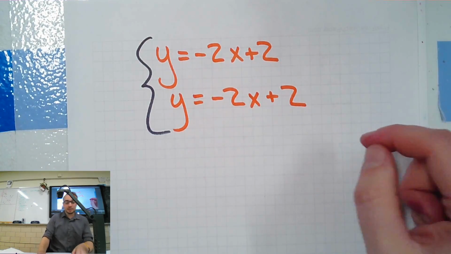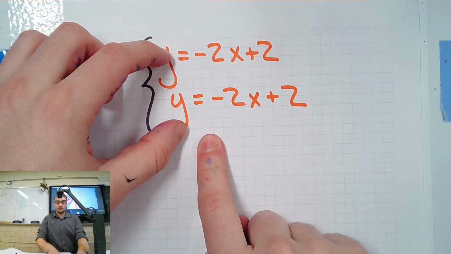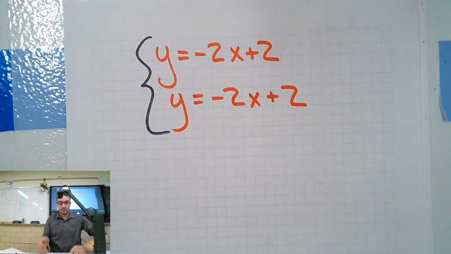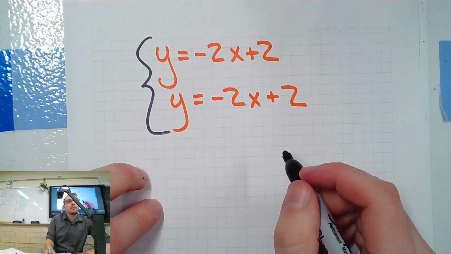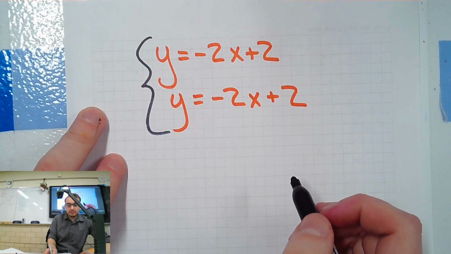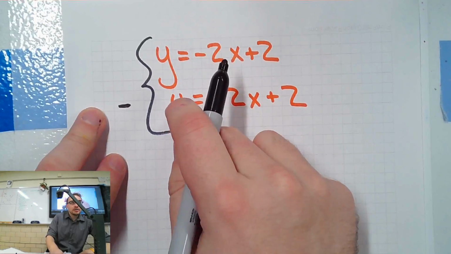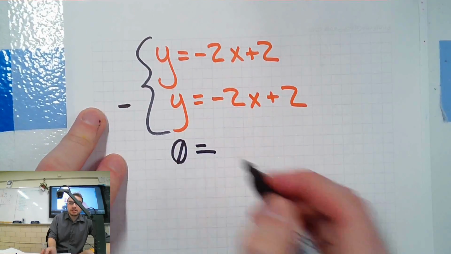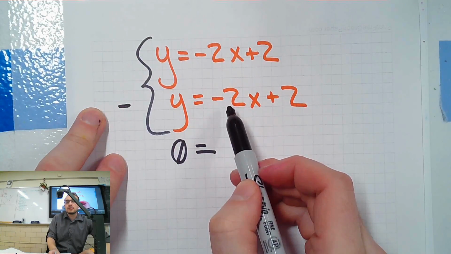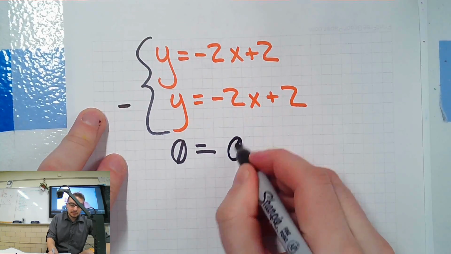You could do combination because they're lined up, right? Don't lose your equal sign. Using this method, they're both exactly the same, right? So what if I subtract them from each other? If I subtract them, y minus y goes away. Equal sign, don't lose it. -2 minus a -2 is -2 plus 2, which is 0x, which is also known as 0.